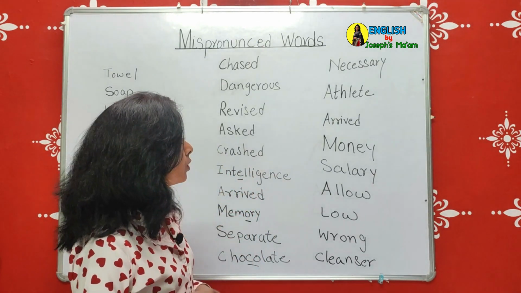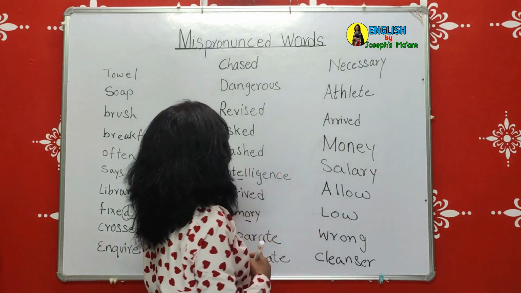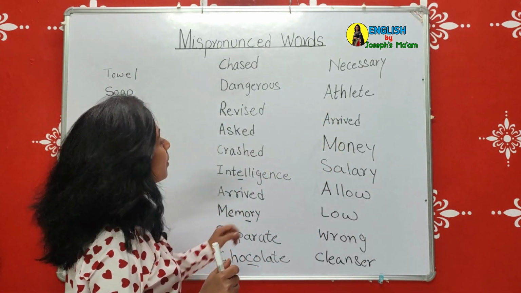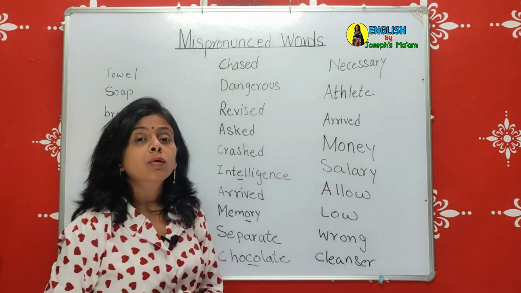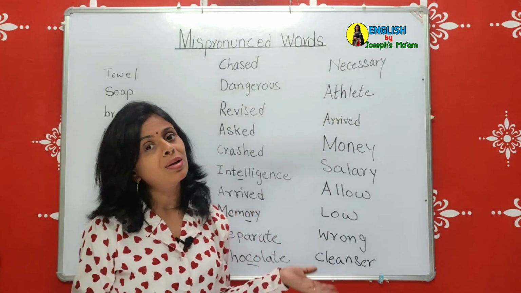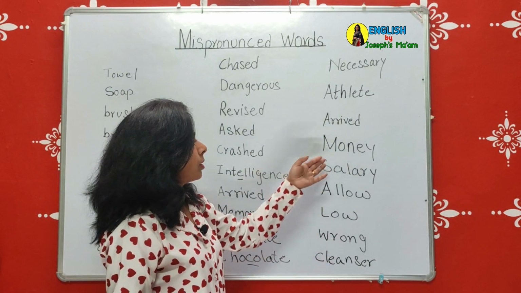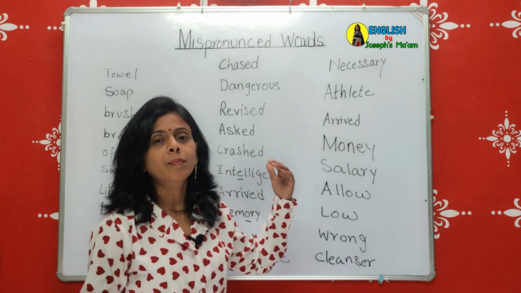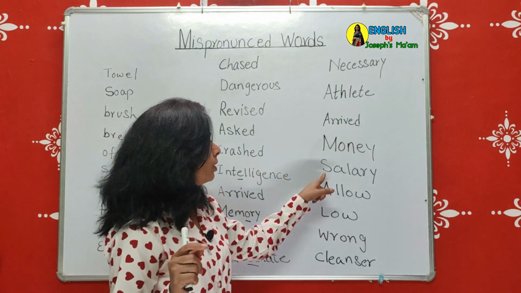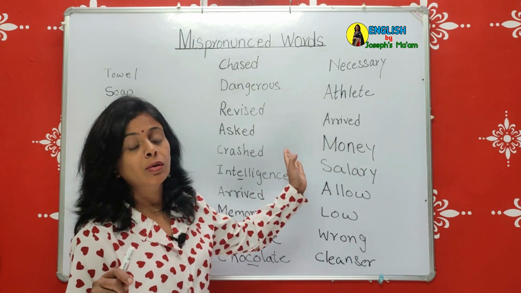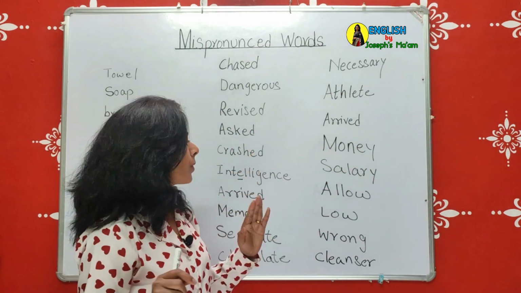Again, I have written here, you will say. This word again, I have repeated the word over here. Next is money. You will not say money. Again, here the O is silent. You will say money. The word is money, because here M-N-E-Y. You will remove the O from there. You will say it as money.